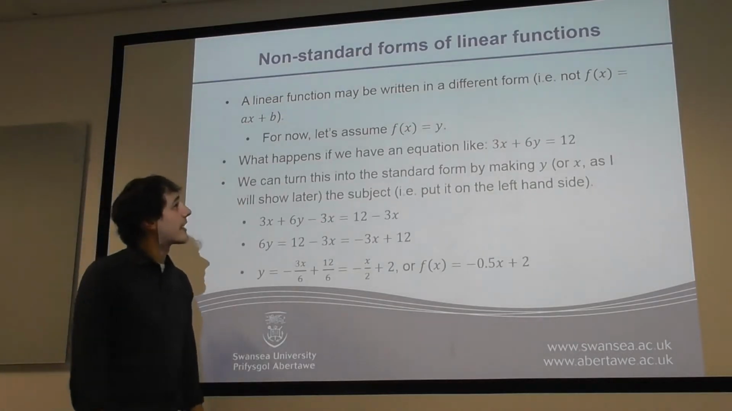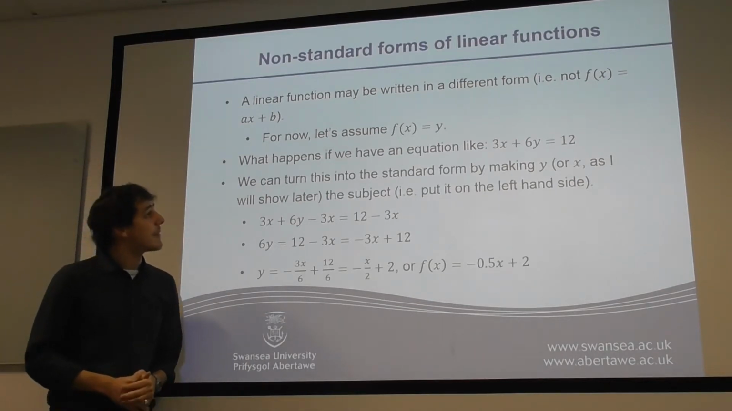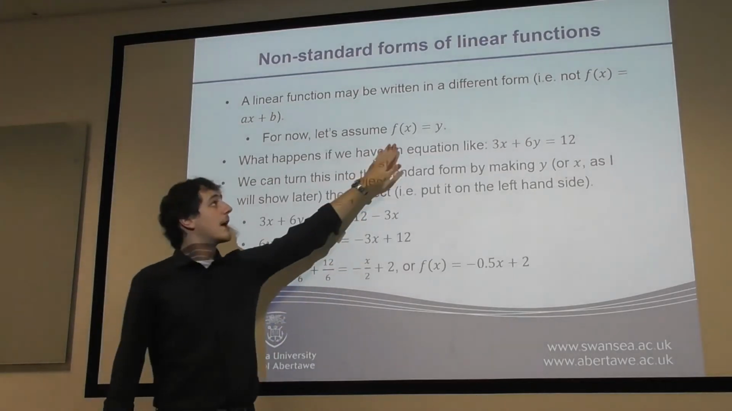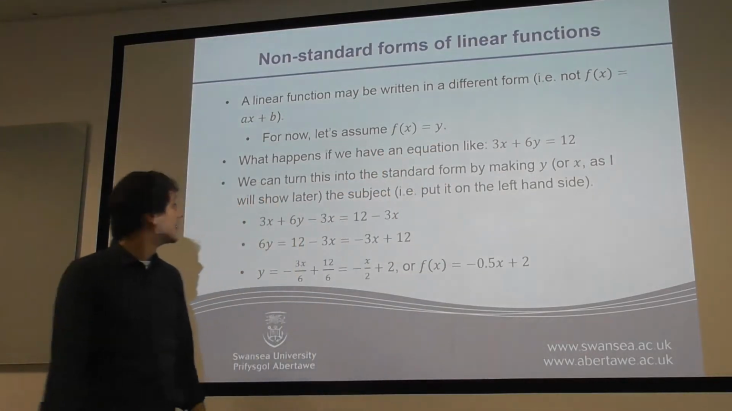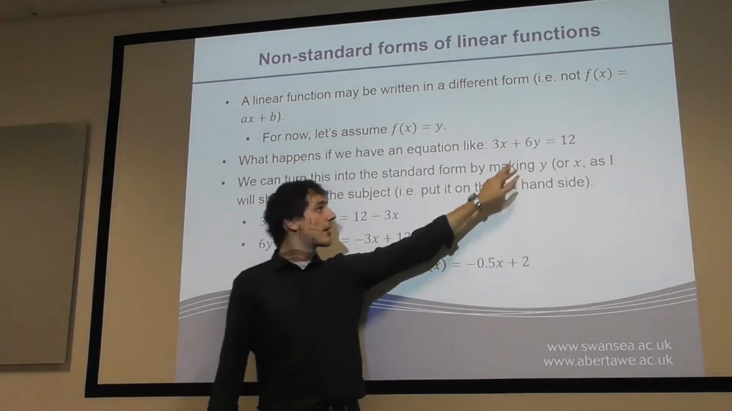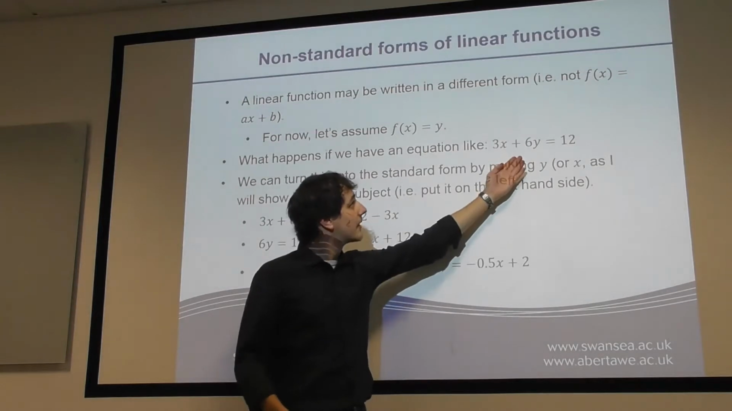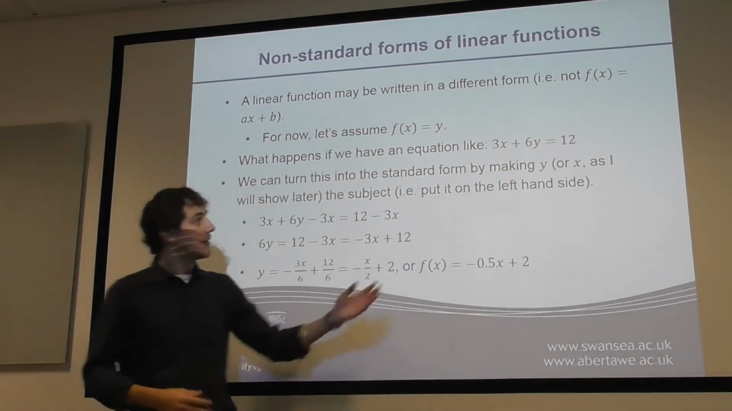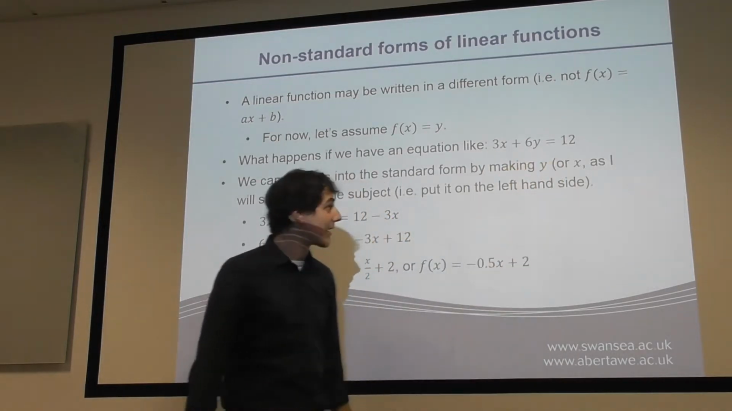So what about non-standard forms of linear functions? A linear function may be written in a different form, so not f of x equals ax plus b. For now, we're going to assume that f of x is equal to y, just for the sake of ease. What happens if we have a function like 3x plus 6y equals 12? Obviously, that is not in the same form as f of x equals ax plus b. We can't really tell what here is a, b, or f of x.